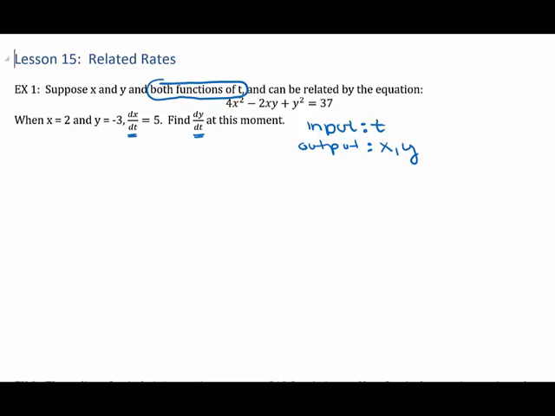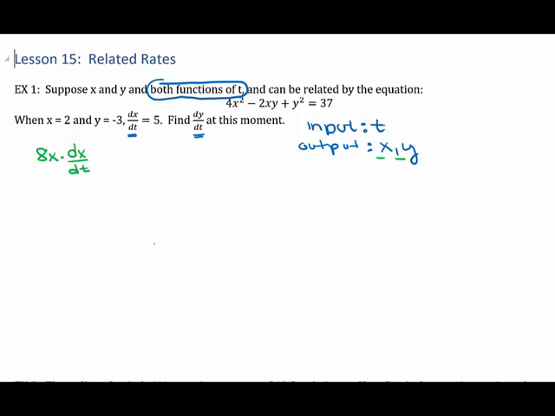So to solve this problem, I'm going to start by taking the derivative of my equation implicitly. So the derivative of 4x squared is 8x, but then I have to multiply by dx/dt. That's the chain rule, the implicit differentiation, because x is now an output function. Just like in the past, we had y as our output function. Now we have two output functions, x and y.